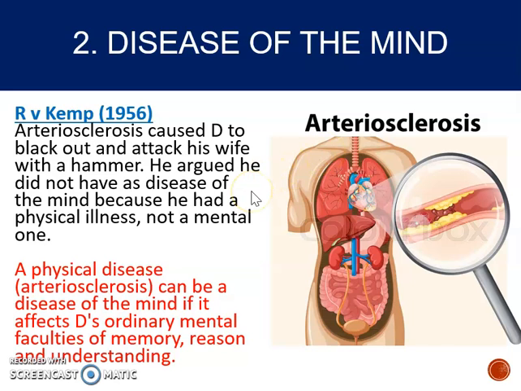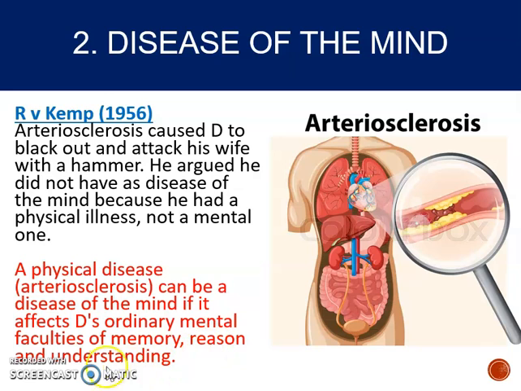Now, he argued he didn't want to be found to be legally insane. He said that he didn't have a disease of the mind for insanity because he had a physical illness, i.e. arteriosclerosis was a physical illness, not a disease of the mind. But unfortunately for him, this argument didn't work. What the court said was a physical disease, such as arteriosclerosis, can be a disease of the mind if it affects the defendant's ordinary mental faculties of memory, reason, and understanding.